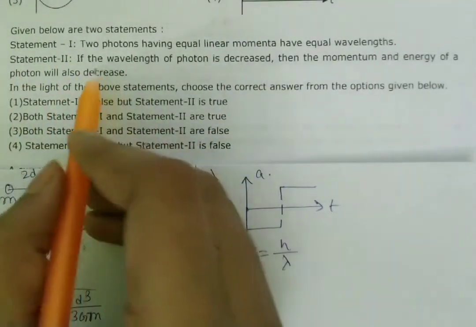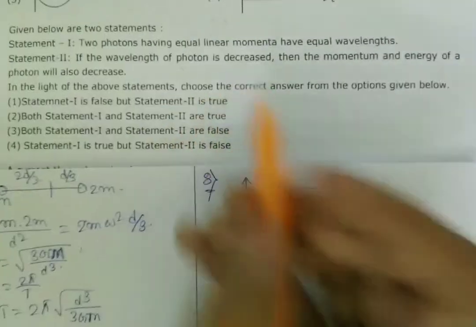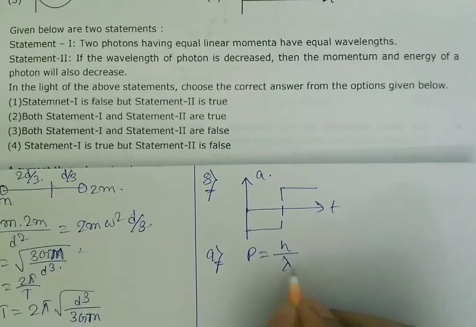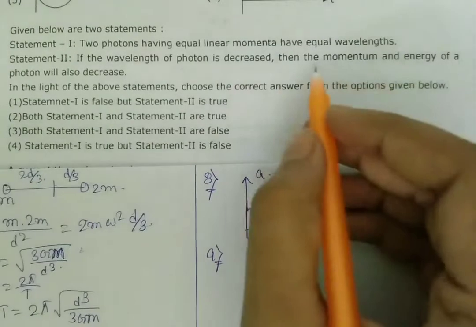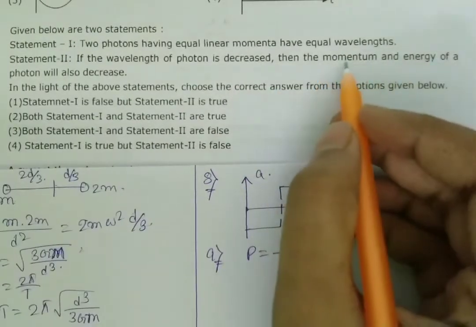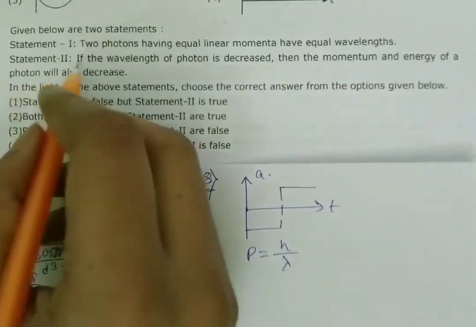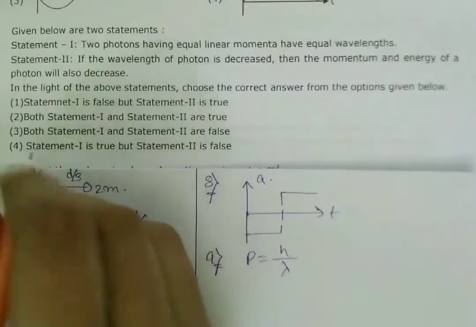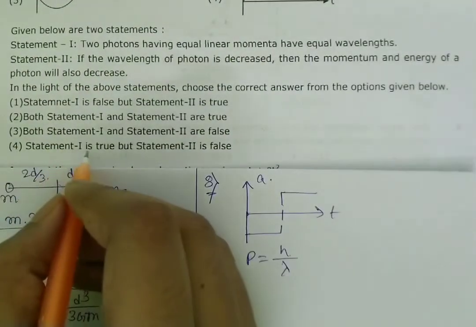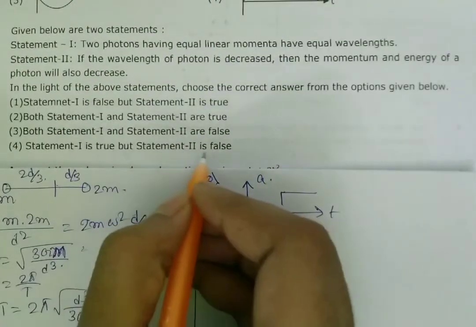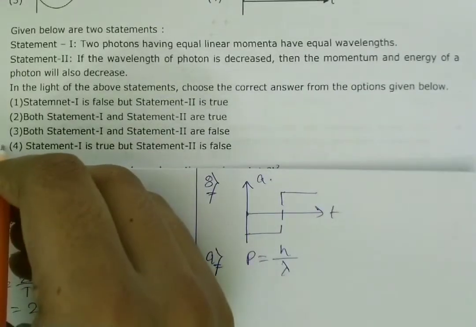In statement 2, the wavelength of the photon is decreased, so lambda decreases. This means the momentum of the photon should increase, but in the statement it is said that the momentum is decreased. So statement 2 is wrong. So option 4, that is statement 1 is true but statement 2 is false, will be the correct answer.